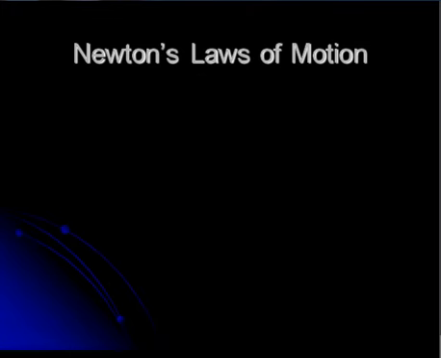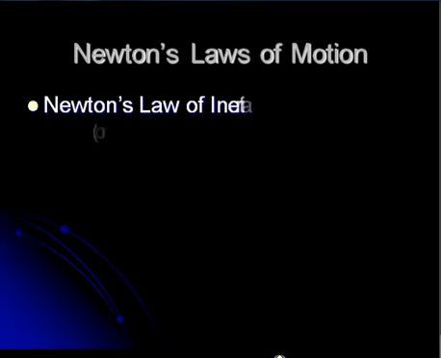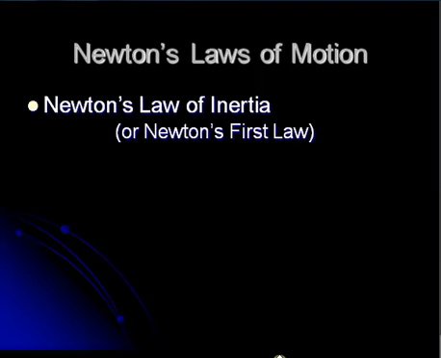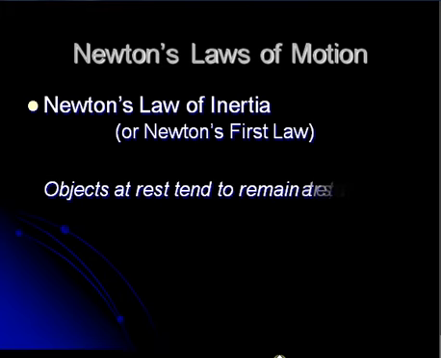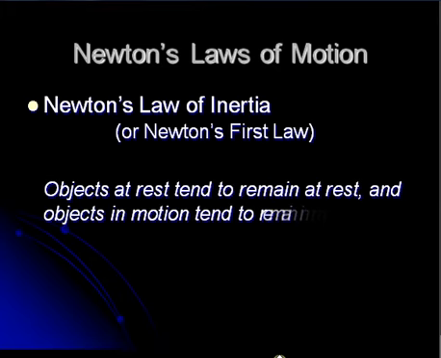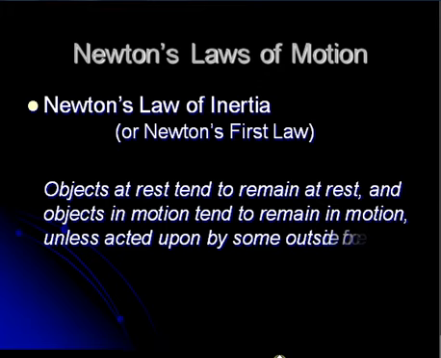Okay, continuing on with Newton's laws of motion. All that we got from this concept of inertia that we learned from Galileo. His first law of motion, that is Newton's first law of motion, is the law of inertia, dealing exactly with that concept of inertia, that objects don't want to change what they're doing. And what Isaac Newton said was objects at rest tend to remain at rest, and objects in motion tend to remain in motion unless they're acted upon by some outside force.